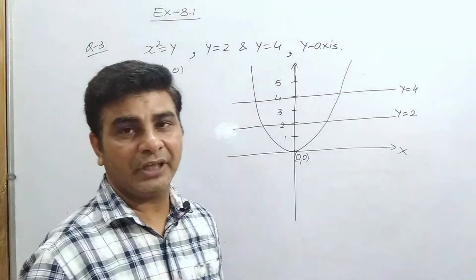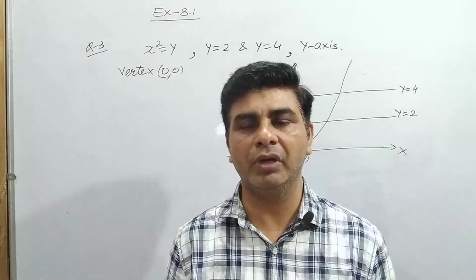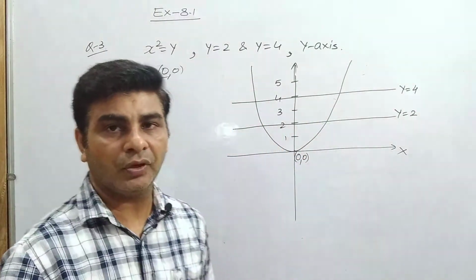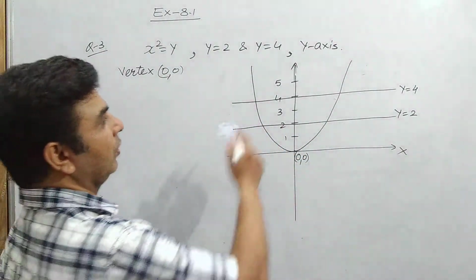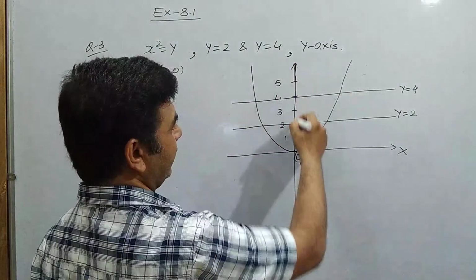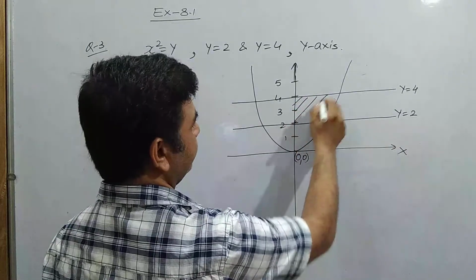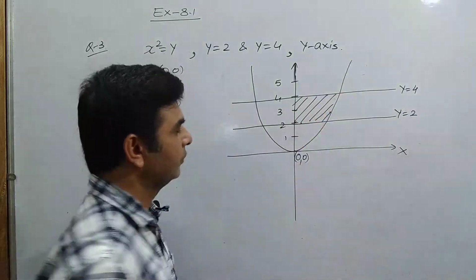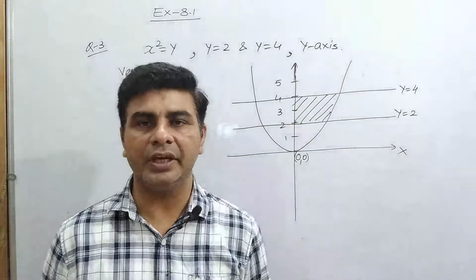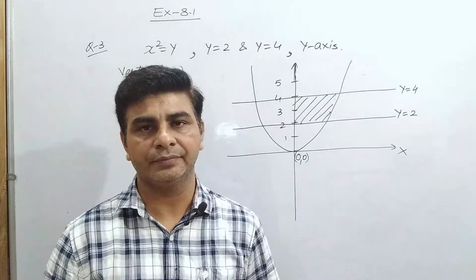But first, children, it is also given that the region bounded should be in your first quadrant only. This is specially mentioned to you. The y axis is also there. This is the y axis, and the area should be all bounded in your first quadrant. So this is the region whose area we want to find.